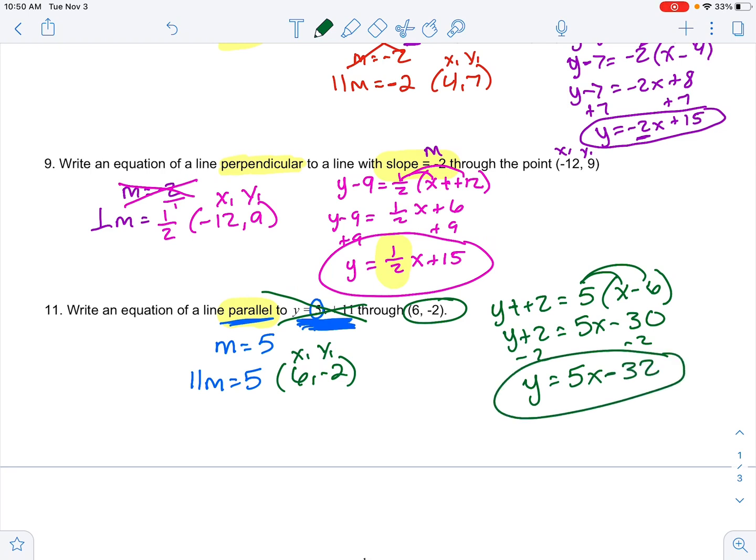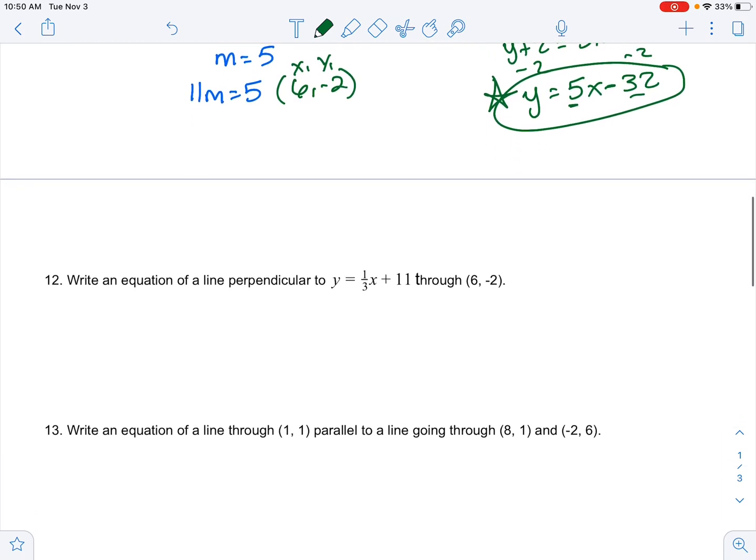Now, if I compare that equation to our original equation right here that we have x'd out, are they the same line? So we're comparing these two equations. Are they the same line? No. They have different starting points. Are they parallel? Yes, because these two slopes are exactly the same. So this would be your answer.